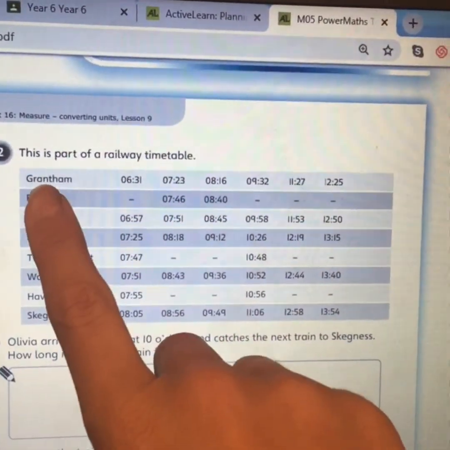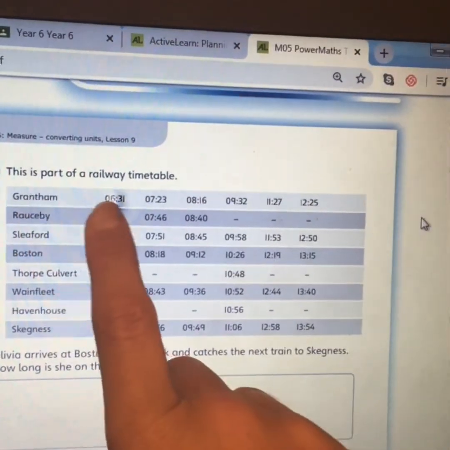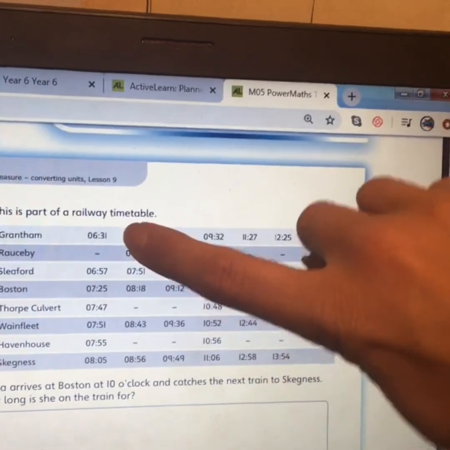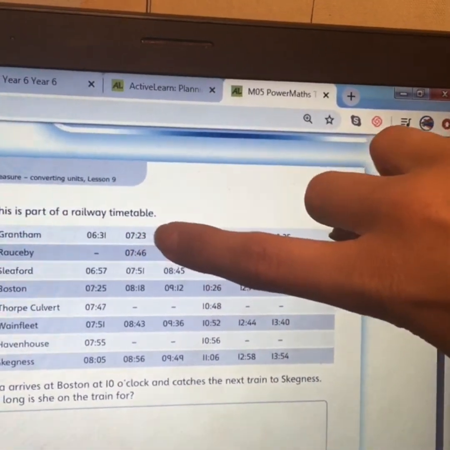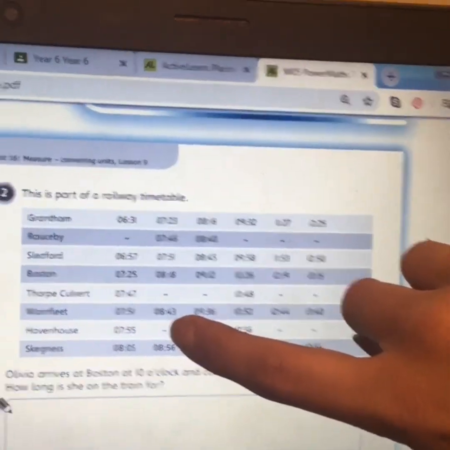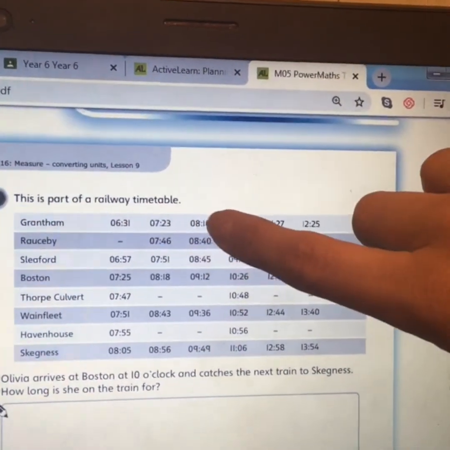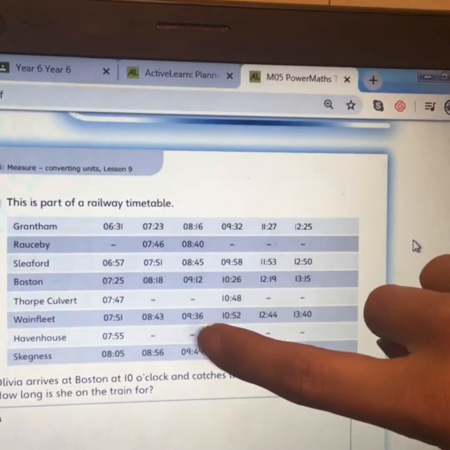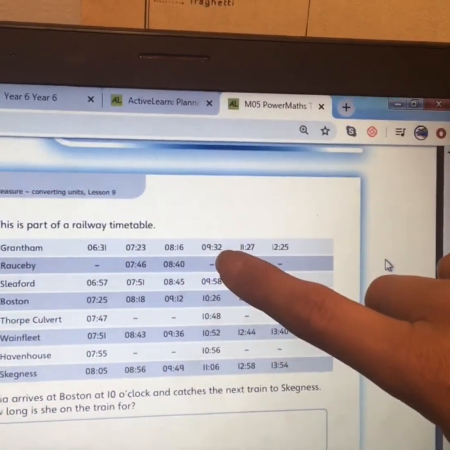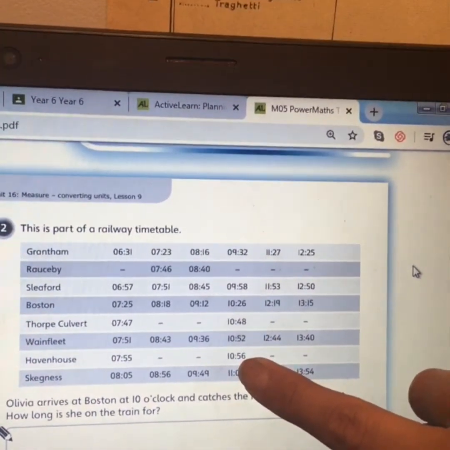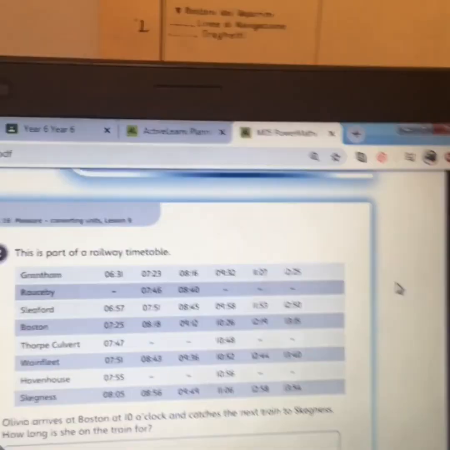Okay, so he's at Grantham at 6:34. So that's the train he's just missed. And this is where he is now. So he wants to get to Haven House. So if he got on the 7:23, he wouldn't be able to get to Haven House because it doesn't stop there. So if he waits and gets on the 8:16, he won't be able to get to Haven House because it doesn't stop there. So he's going to have to wait until the 9:32 train, and he would get to Haven House at 10:56. So give yourself a mark if you put 10:56.